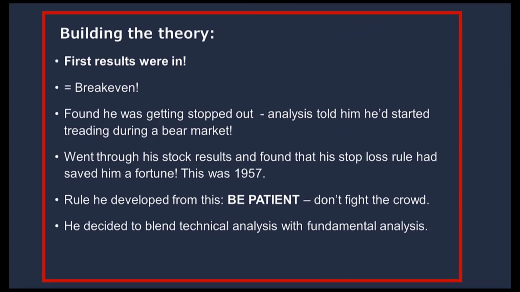So the next set of results came in, and he was starting now to break even, and he found, though, he was getting stopped out very quickly, and he didn't know why this was happening, but really it was just the timing of when he started his strategy. He was right in the middle of a bear market. So actually, he found that his theory and using the stop loss rule was actually saving him a fortune. This was 1957, so he was then confident that what he was doing was working, and he realised that he had to be patient and not to fight the crowd. And from all of this, he decided that actually the strongest approach for him was a blend between being a technical analyst and a fundamental analyst.